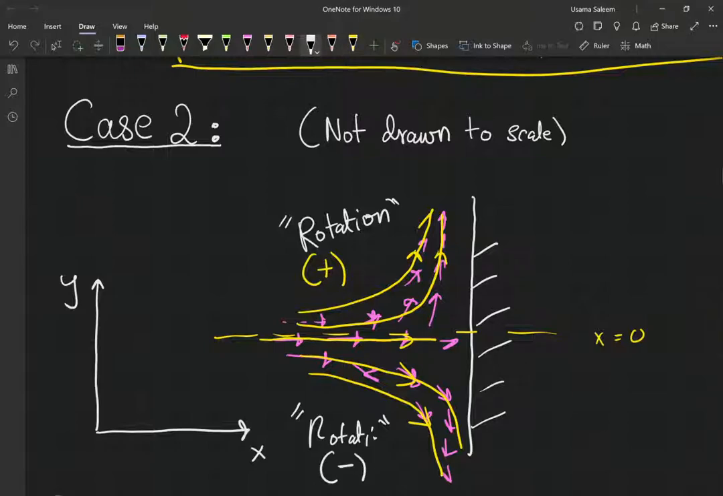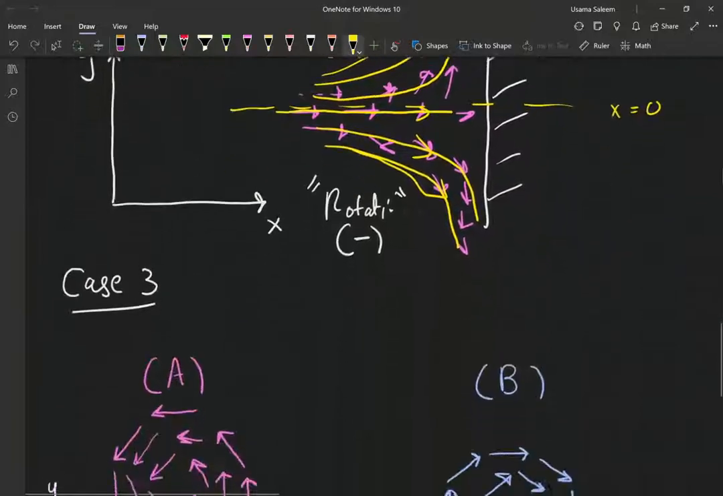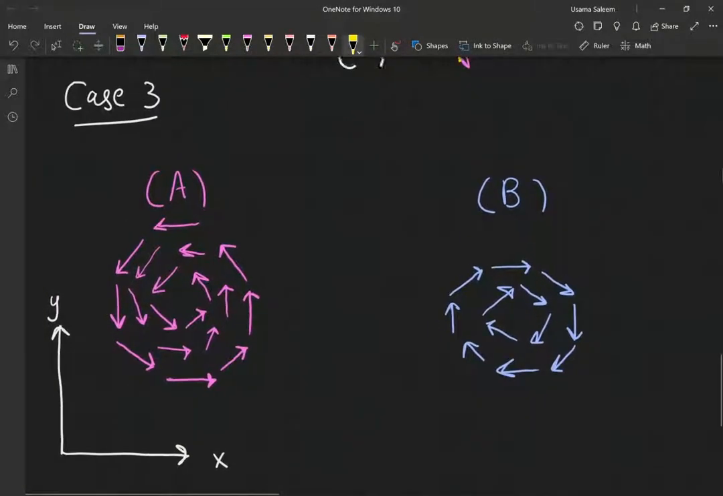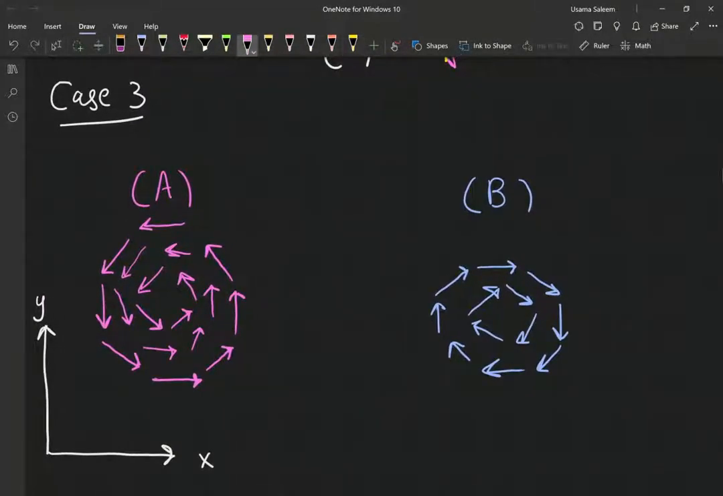And once again, I'm just giving you a visual feel. I'm not going to give you a rigorous solution here. So this right here has a positive curl, while below x equals 0 you have a negative curl. And here I have two final examples. As you can see, this one here, the rotational flow has been further exaggerated.